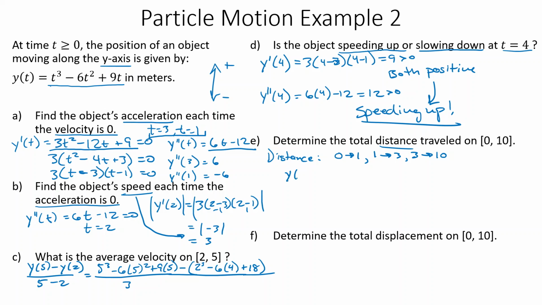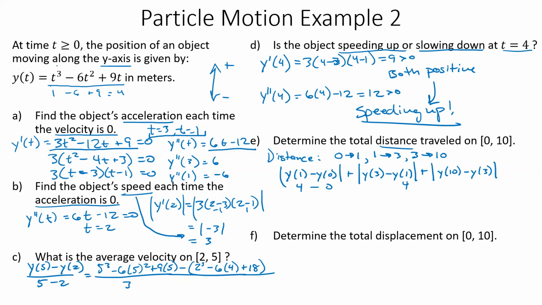So we get y of 1 minus y of 0, absolute value, plus y of 3 minus y of 1, absolute value, plus y of 10 minus y of 3, absolute value. The reason we're doing absolute value is that at least one of these is going to be negative. At some point it's going to be going down instead of up, but that still counts for a distance that it's traveling. So y of 1, if we plug in 1 here, we get 1 minus 6 plus 9, which is, let's see, 10 minus 6 is 4. So y of 1 is 4. If we plug in 0, we get 0. So that's also going to be 4.